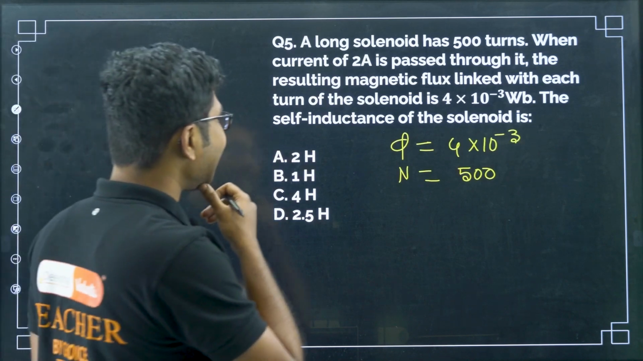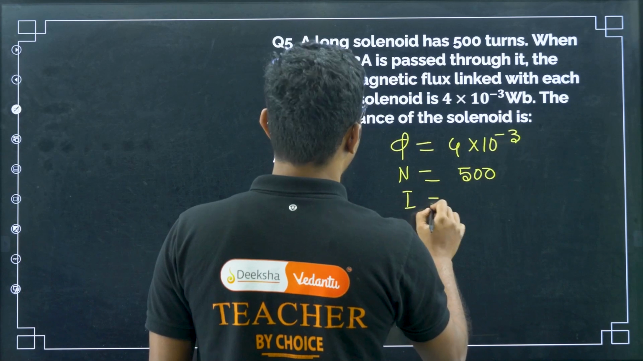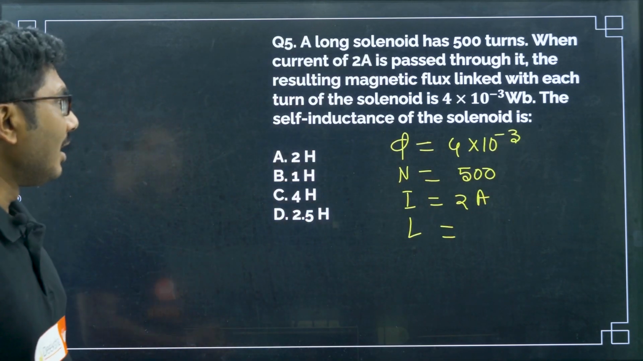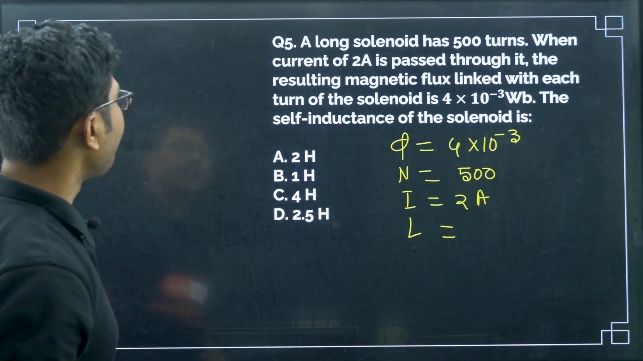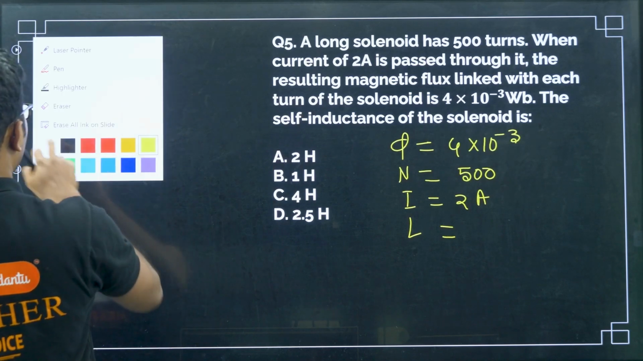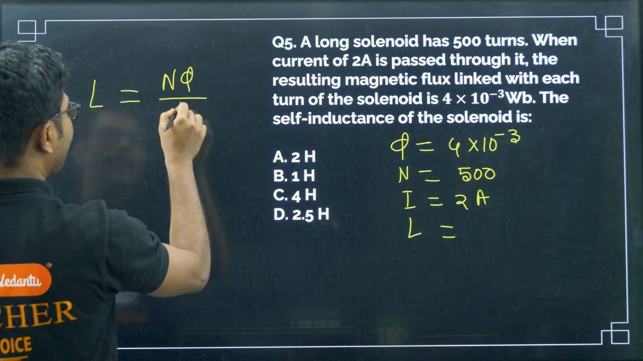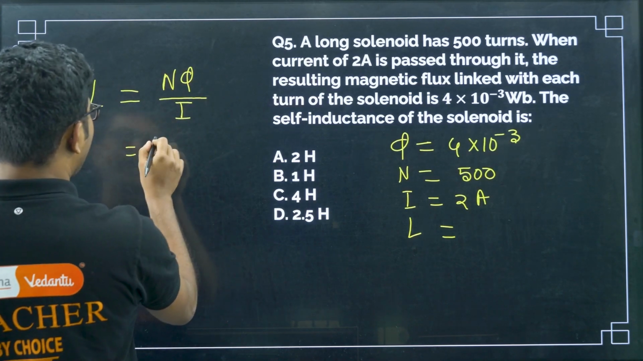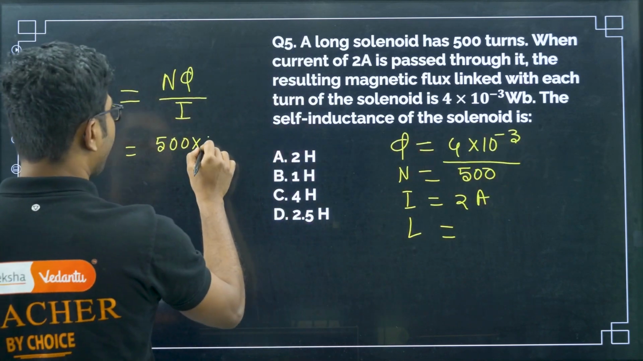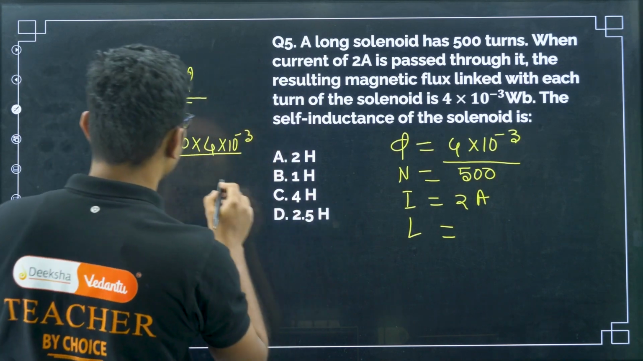And the current is 2 ampere. You have to calculate the self inductance of the solenoid. The magnetic flux is phi. We know that the self inductance is given by N phi by I. This is the simple formula. N is given as 500, phi is given as 4 into 10 to the power of minus 3, and I is given as 2 ampere, right.